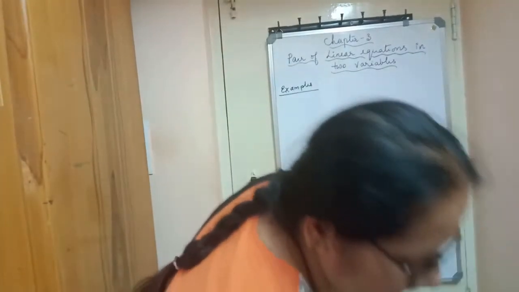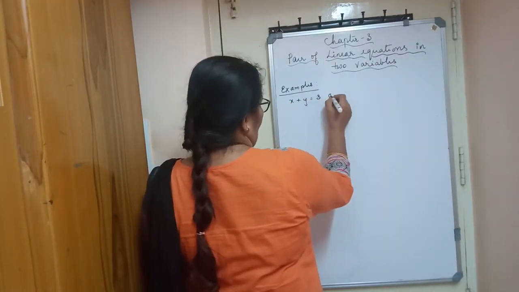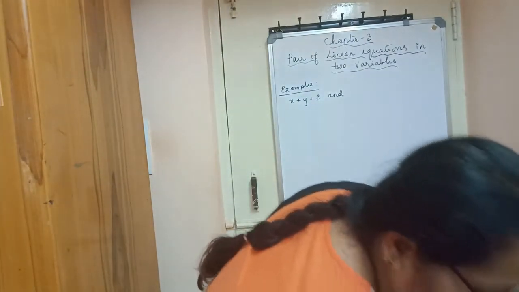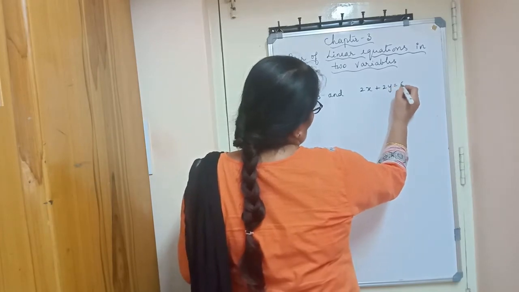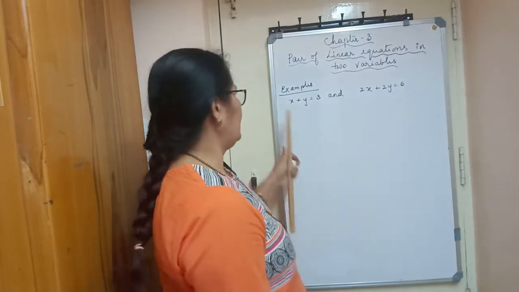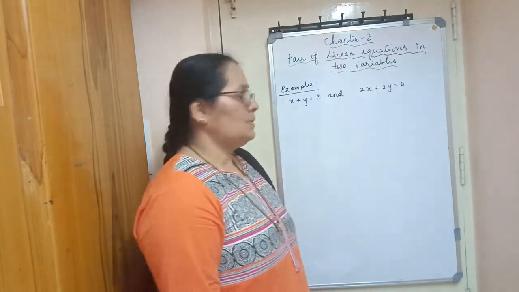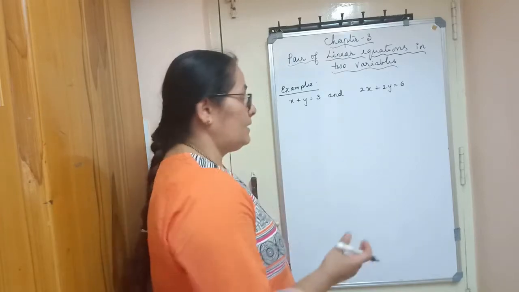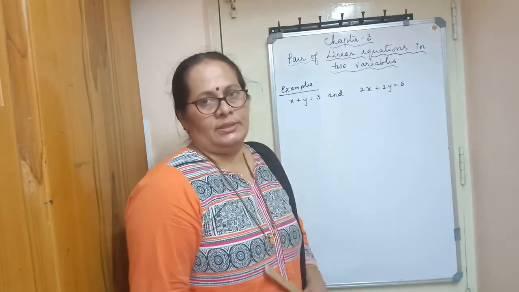Example 2. x plus y equals 3 and 2x plus 2y equals 6. One equation is x plus y equals 3 and the other equation is 2x plus 2y equals 6. Now we will see what is the geometrical representation of these two equations.